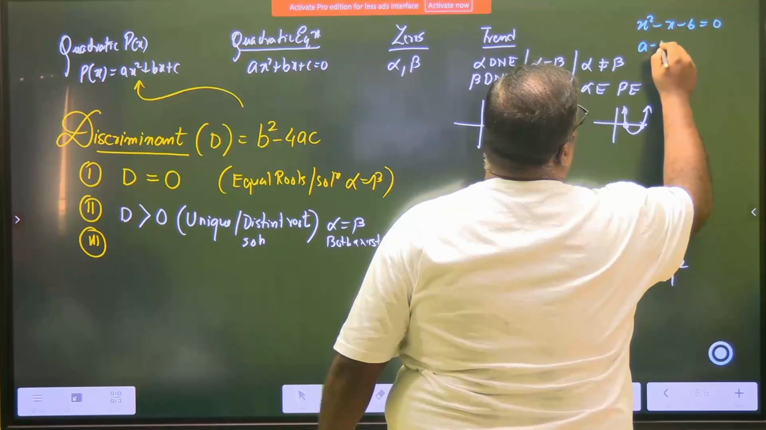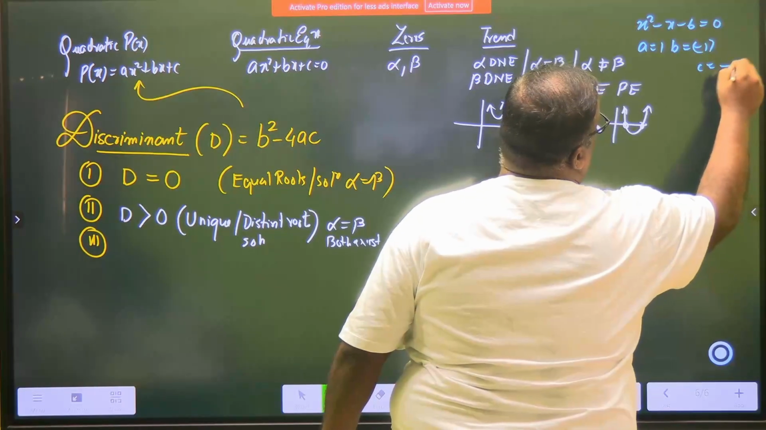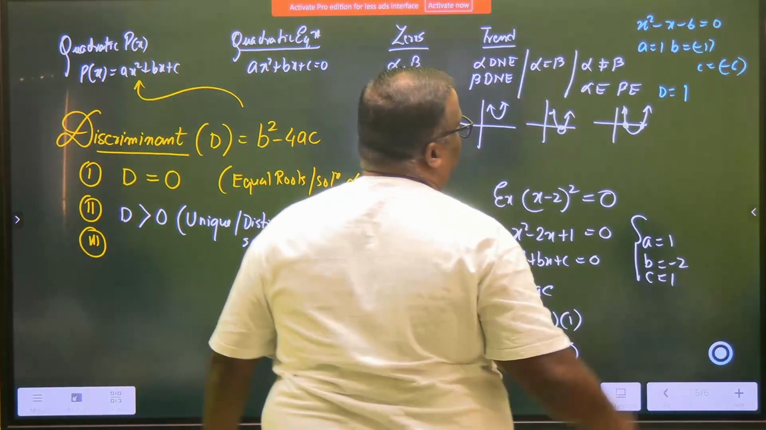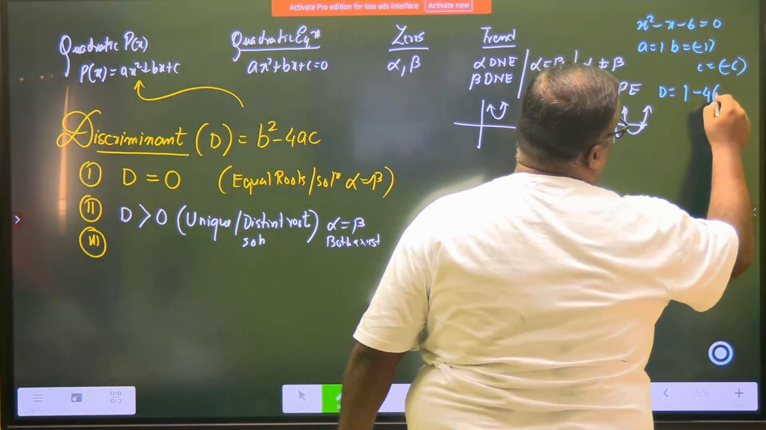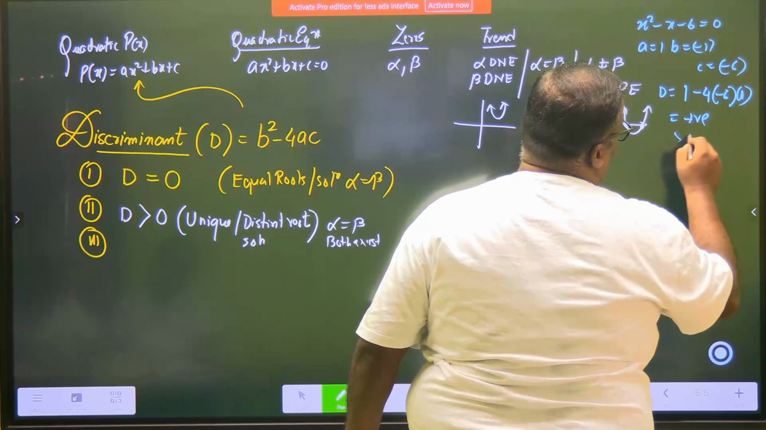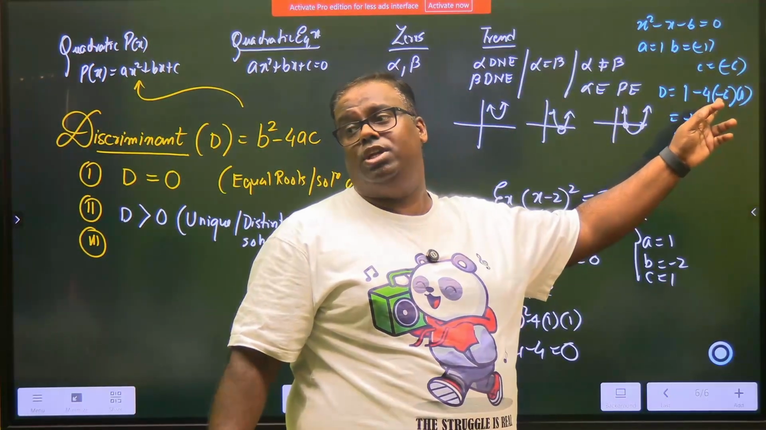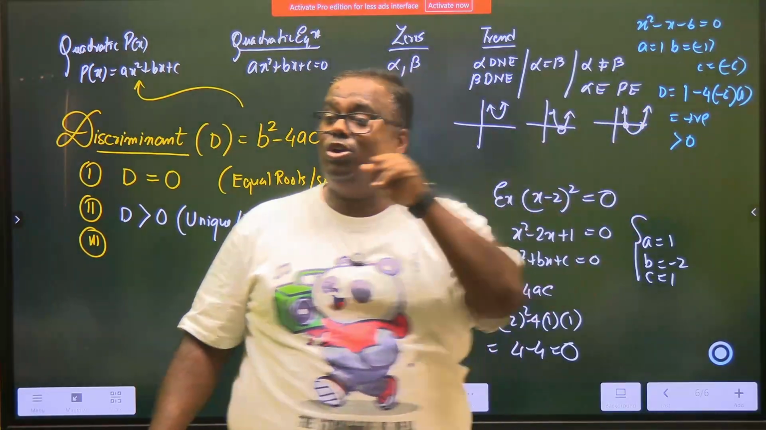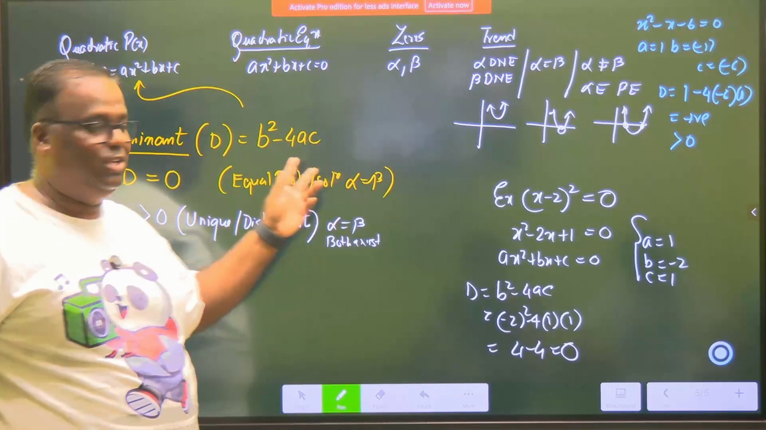Here A's value is 1, B's value is -1, C's value is -6. Calculate the discriminant. B square, 1 square is 1, minus 4AC, minus 4 into minus 6 into 1. Don't you think that this quantity is positive and greater than 0? Minus 4 into minus 6 will be 24. 24 plus 1 is 25, positive, greater than 0. Therefore, you got two distinct roots.